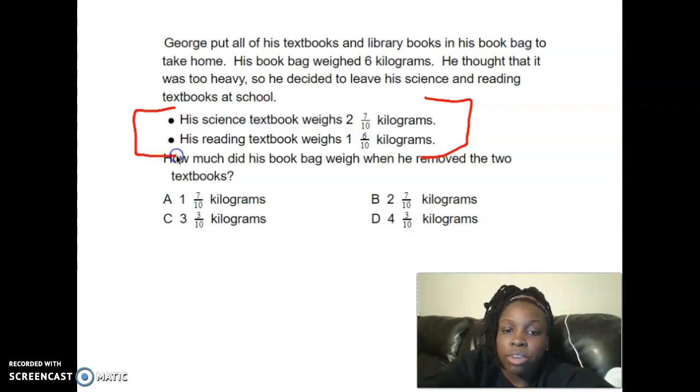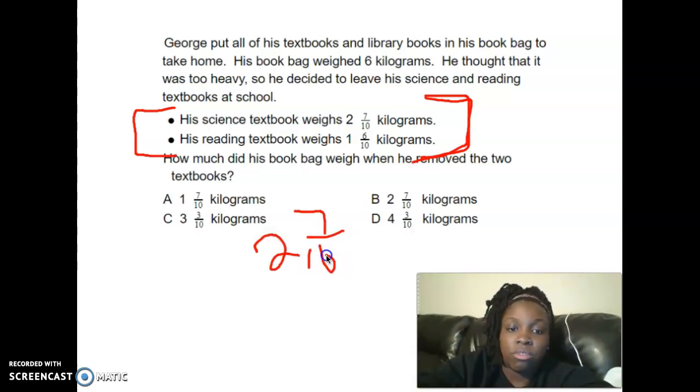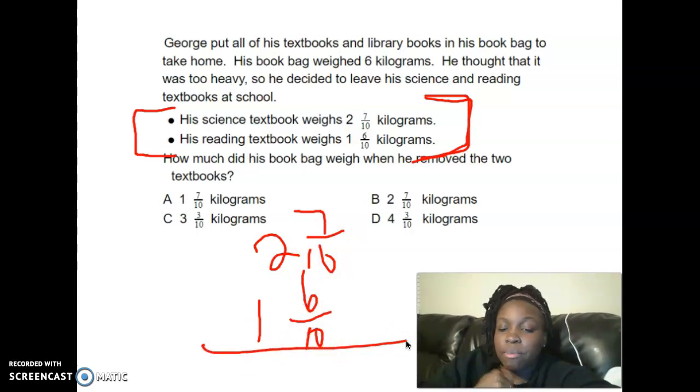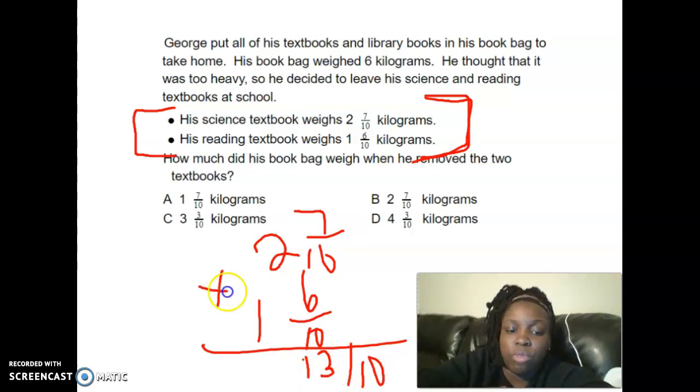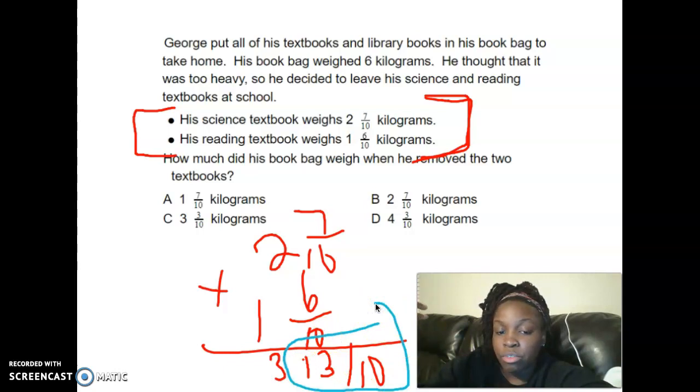So these are my bullets right here. These are how much both of them weigh together. So what do you think I have to do with both of those first? Good, add them up. So I want to add up 2 and 7/10 plus 1 and 6/10 kilograms. So 7 plus 6, what is 7 plus 6? Good, 13. So we have 13/10. 2 plus 1 is 3. So we have 3 and 13/10, right? Now, big problem. 13/10, of course, is what? Improper. So we have to change it to a mixed number.